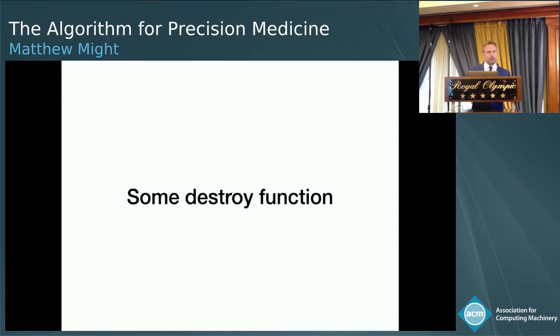Some will. Some will actually destroy function, and some will increase function in some way, and some will change function. But spotting which of even the 20 million could actually be problematic is a real challenge.